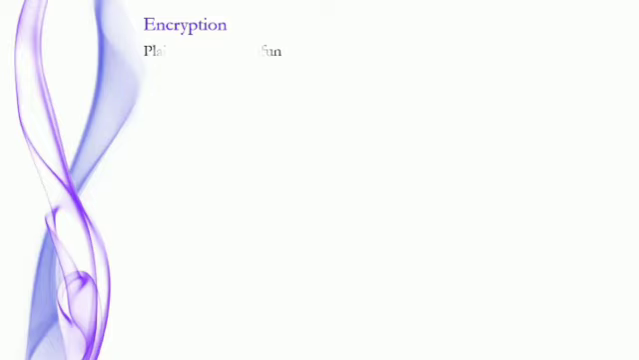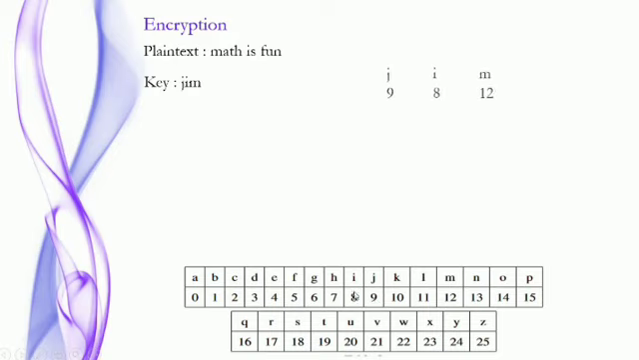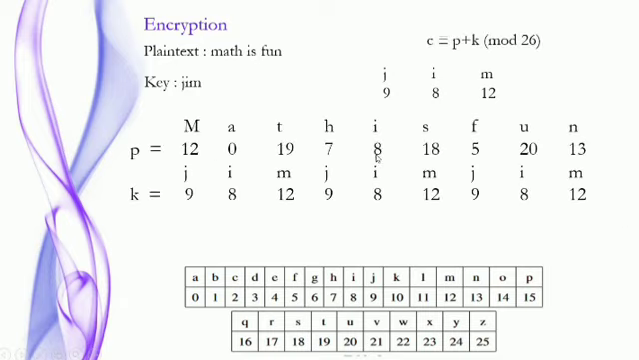So I'm going to have an example where the plain text is math is 1, okay? And my key is a keyword only, not a phrase, JIM. So how am I going to use this key? Simply I'm going to take the numerical value of JIM. The numerical value for J is 9, for I is 8, and for M it is 12. So 9, 8, 12 will be the key. And now my plain text is math is 1.